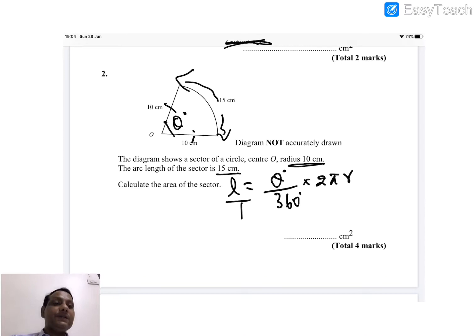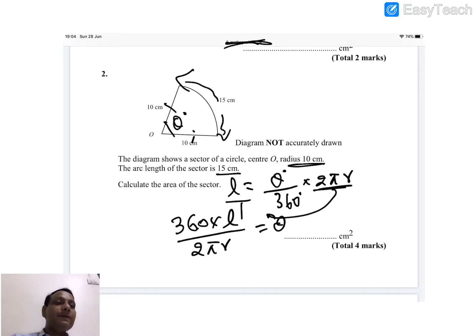For that reason, see, I'm going to do cross multiplication, so 360 times L, and this will be moved down here, so divided by 2 pi r is equal to theta. Okay, so practically we are getting theta is equal to 360, right? Because 360 will go here, so multiply, and this will be divided, because in multiplication things go down to become division. Or you can say multiply both sides by 360. 360 here will cancel, and here you will get 360 out.